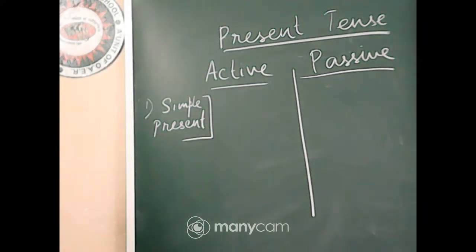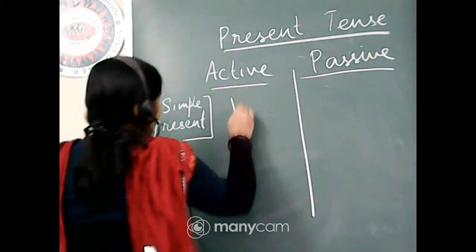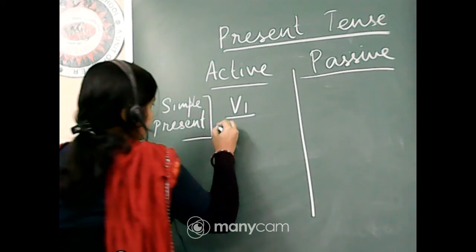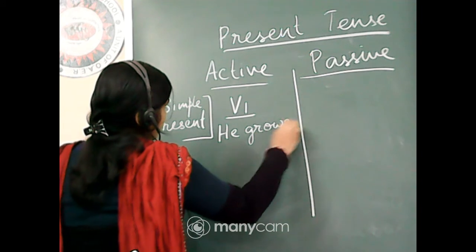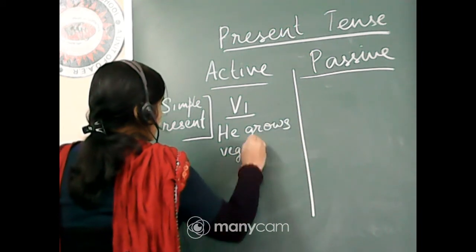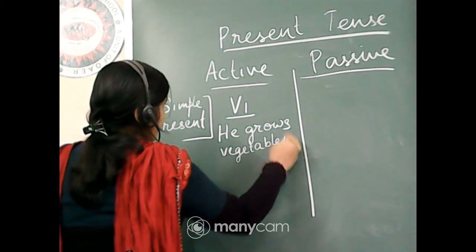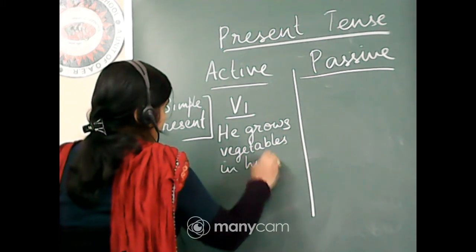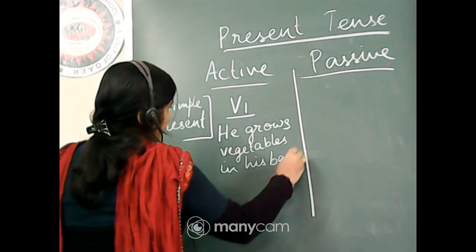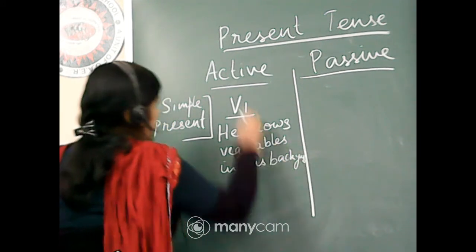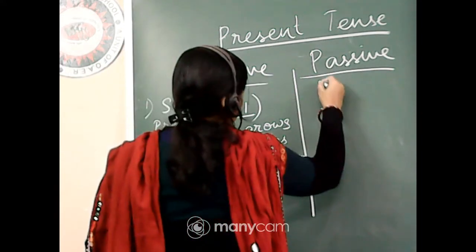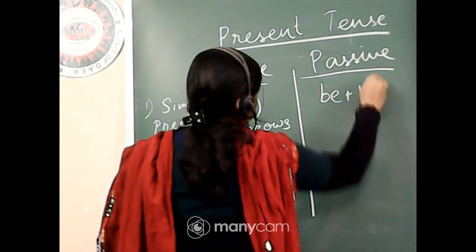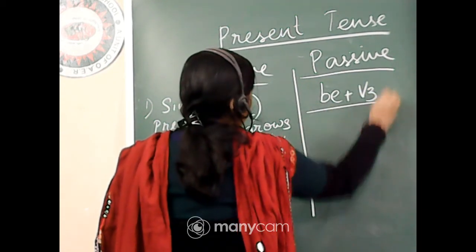In simple present tense, the active voice uses the V1 form of the verb. Say, he grows vegetables in his backyard. So simply the V1 form is the main verb, right? In the passive voice it becomes be plus V3 form.